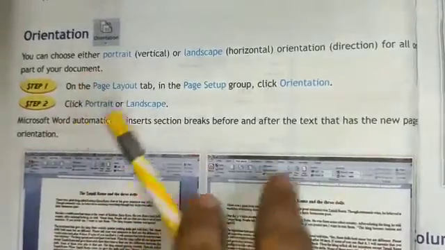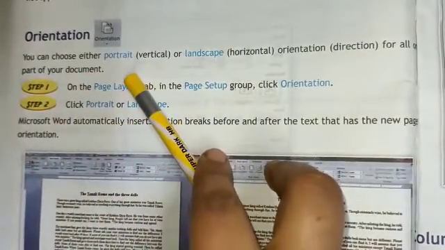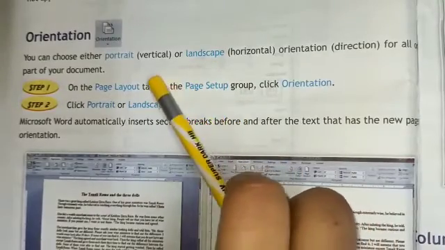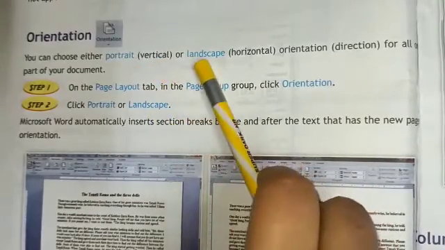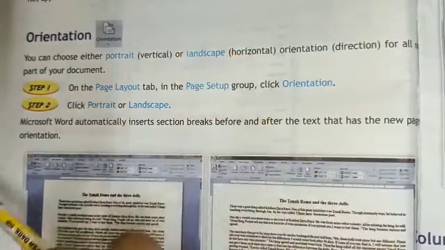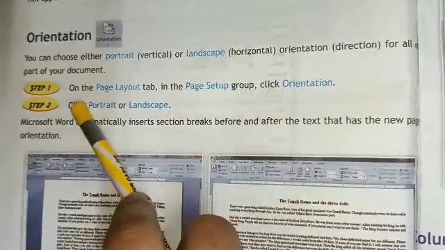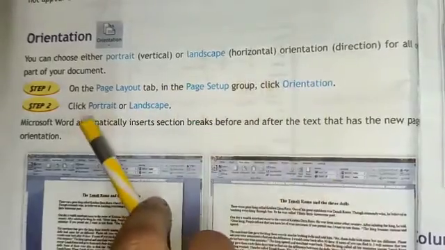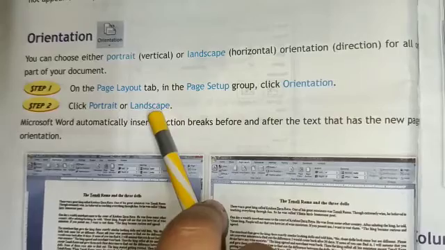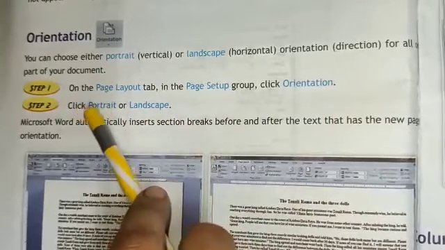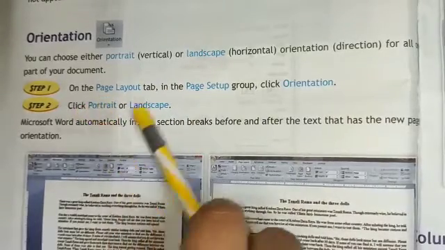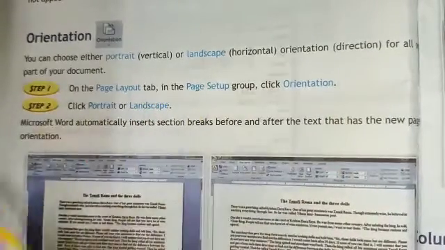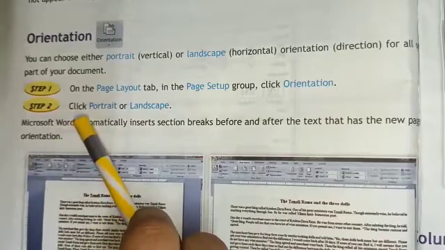We can choose either portrait or landscape orientation for our document. Portrait is vertical orientation, landscape is horizontal orientation. On the page layout tab, in the page setup group, click orientation. Then click portrait or landscape. To change the orientation of a page, we have to click on the orientation option in the page setup group of the layout tab.